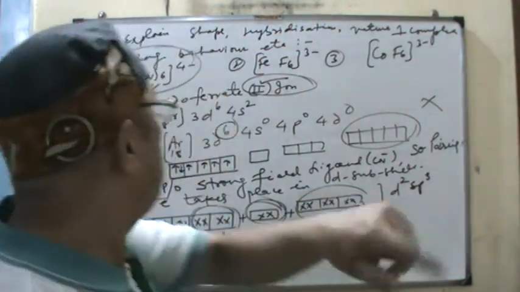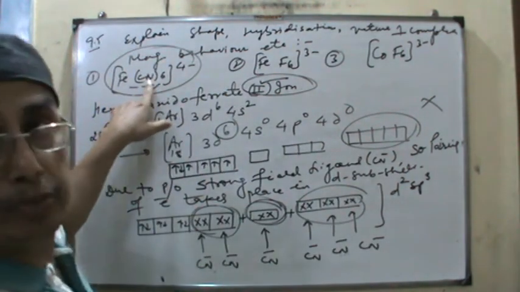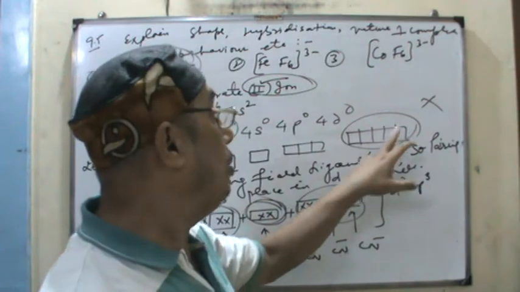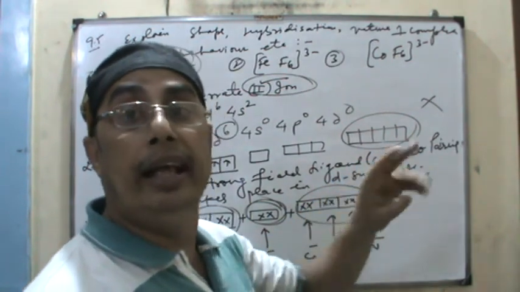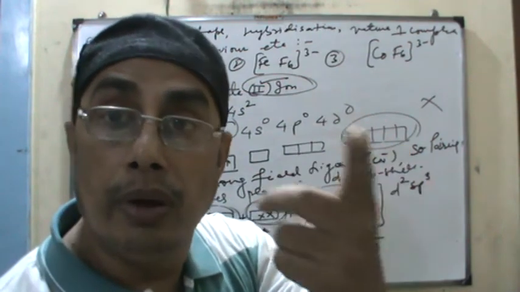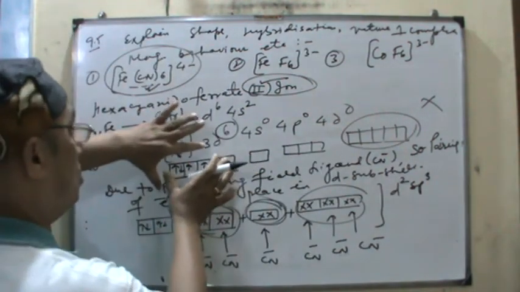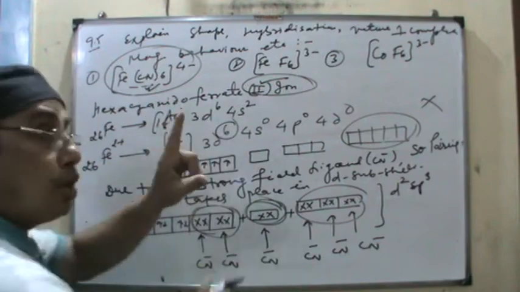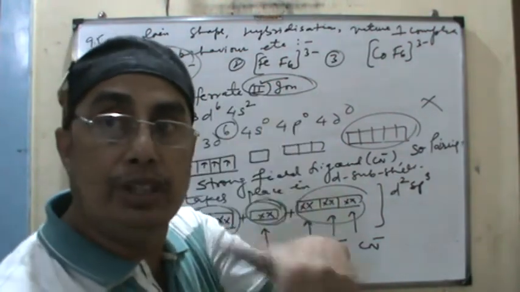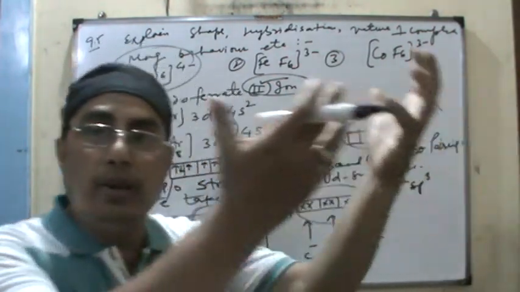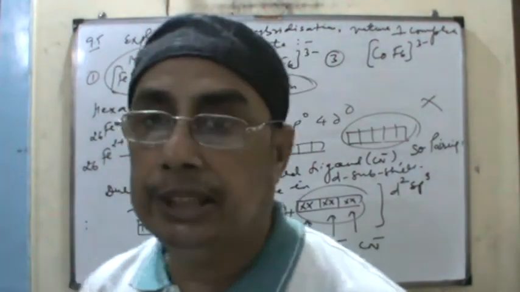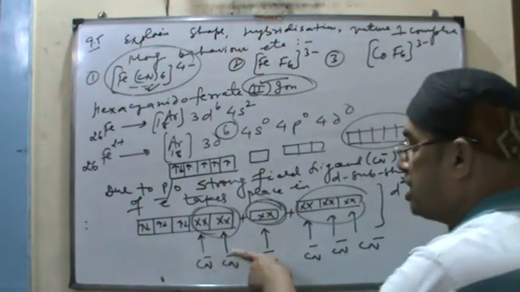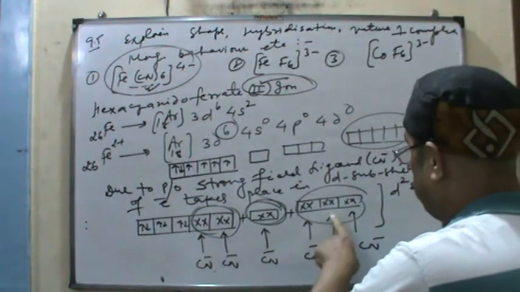But if it would have been a weak ligand like chloride, bromide, then definitely I will have to take help from these vacant d orbitals. Then the hybridization will be sp3d2, because these 6 electrons will remain as they are in case of weak ligand. But in case of the strong ligand, pairing of electrons takes place in the d subshell. Therefore, the hybridization will be d2sp3.